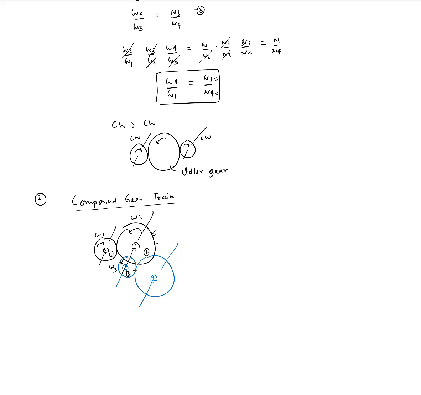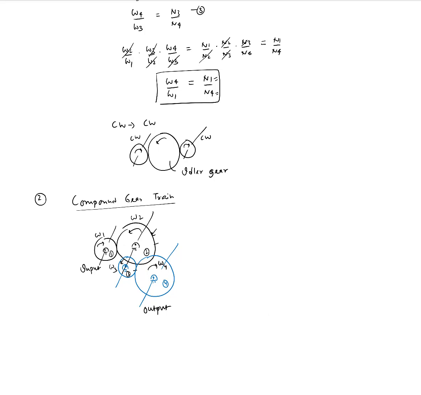Okay, and this is gear number 4. So this is my input, the gear number 1, and this is my output, the gear number 4. We also know the number of teeth on each of these gears. This is going in the other direction, that's omega 4. So now let's write the equations.